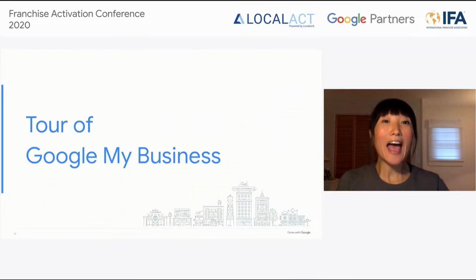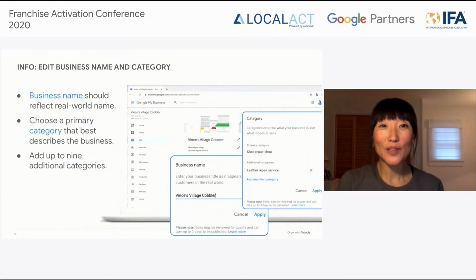Now let's take a look at all of the features that are part of Google My Business and all of the things that you can take advantage of. We'll start with the Info tab. The Info tab is where you're going to do most of your editing for all of the public facing business information, all the stuff that your customers, potential customers will see.